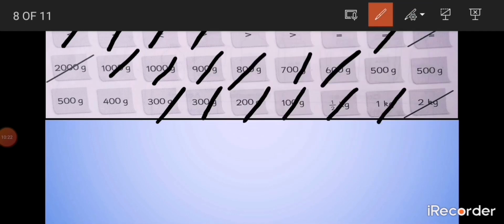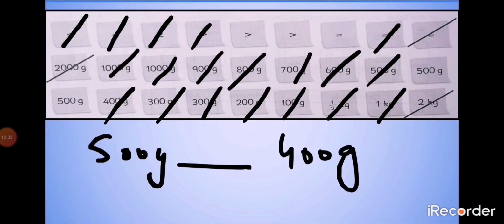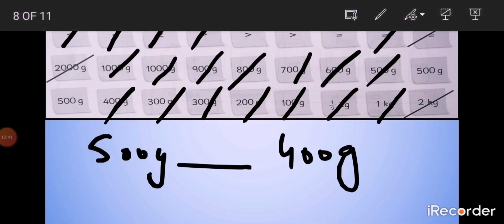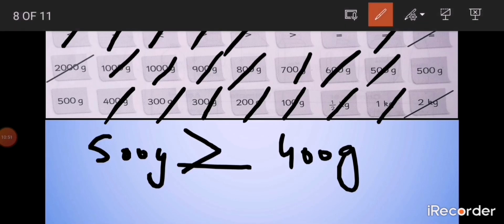Again we choose a number from here. I'm choosing 500 and 400. So 500 gram dash 400 gram. Again compare both numbers. Is 500 more than 400 or is 500 smaller than 400? Yes, 500 is greater than 400. So we'll put the symbol of greater than here. The open ends towards 500 and the pointed ends towards 400. And we will cross the sign here also.